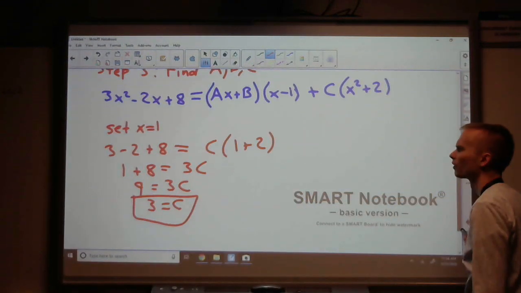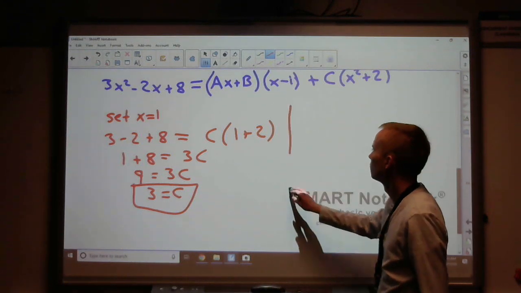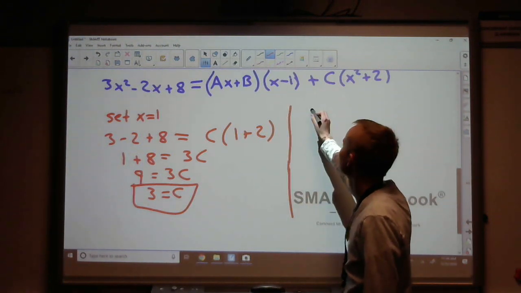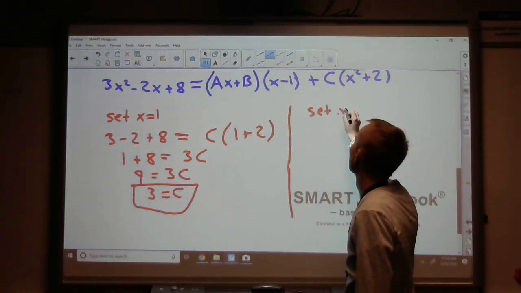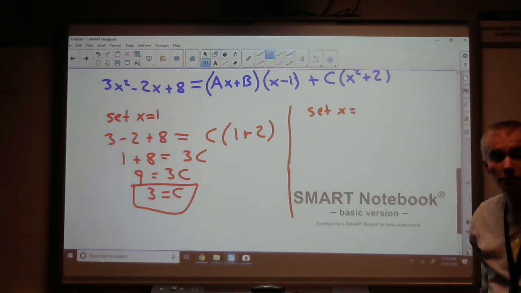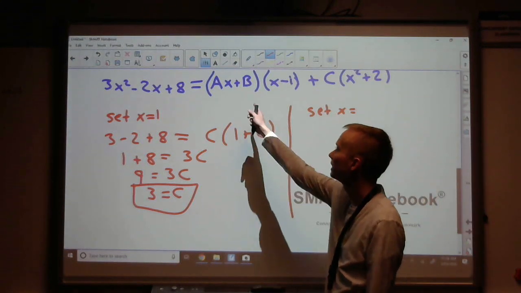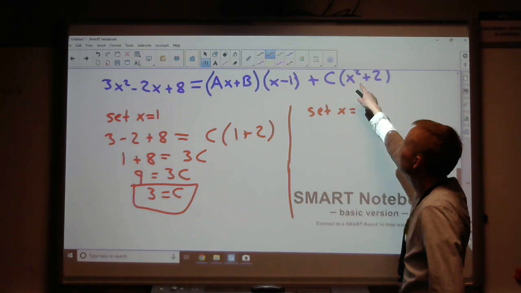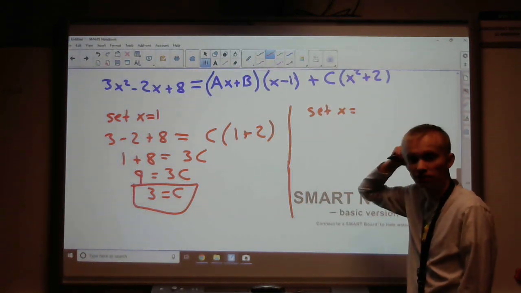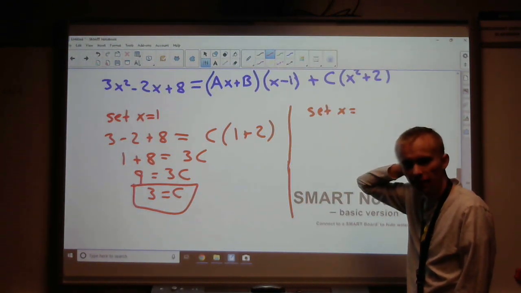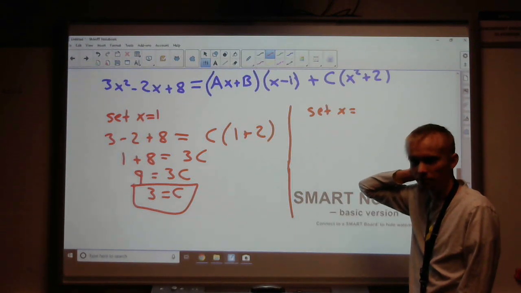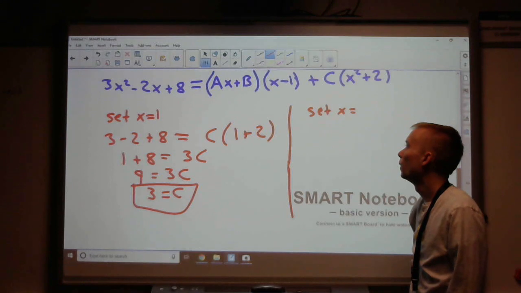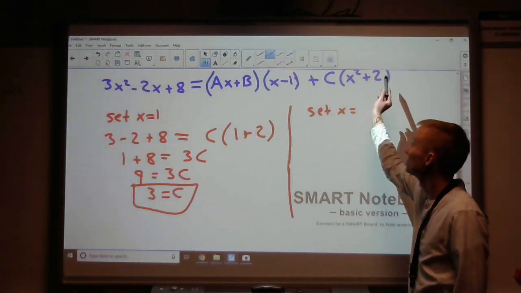2 to go. So the next thing you want to look at here is we're going to set x equal to some other number so that I can find a and b. Okay? Well, this guy, this x squared plus 2, this isn't equal to 0 for any real numbers, right? So we can't really make this go to 0.